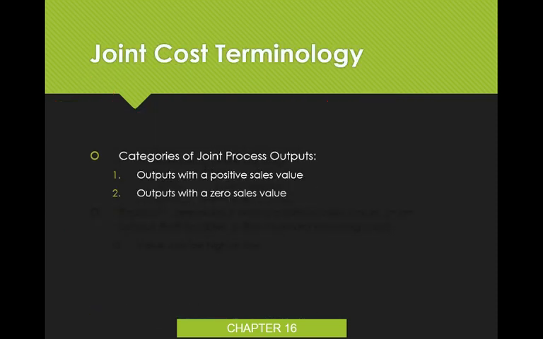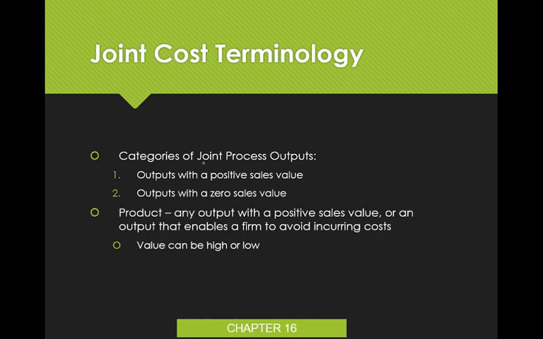Here we have another terminology: categories of joint process outputs. A joint process will produce many outputs: outputs with a positive sales value and outputs with zero sales value. Some outputs have positive sales value, whether it is high or low. The important thing is that the output must have a positive sales value. And sometimes we have output with a zero sales value, like steam.